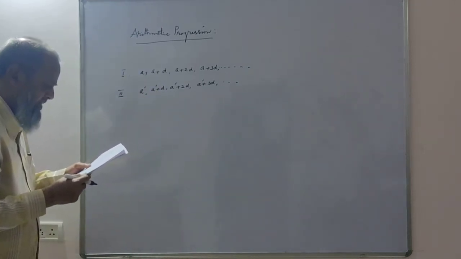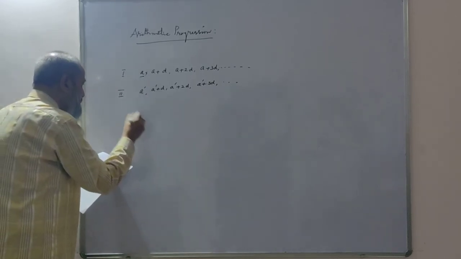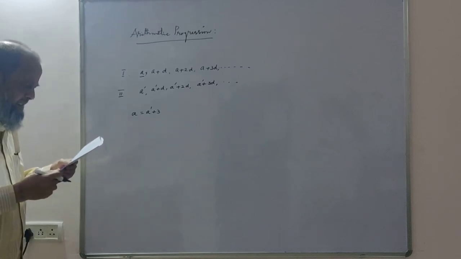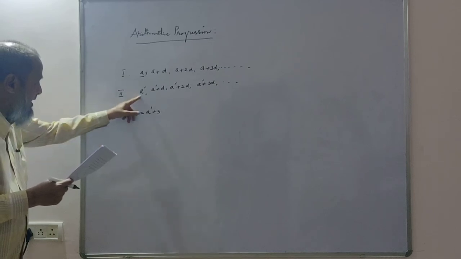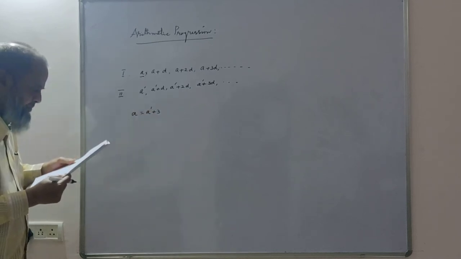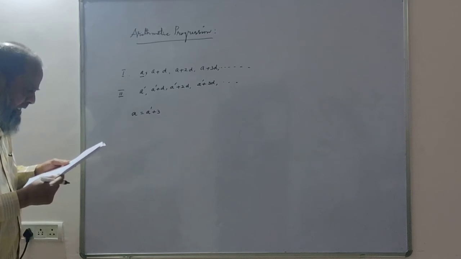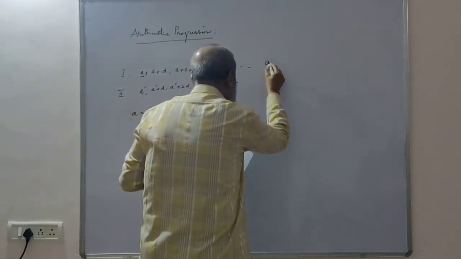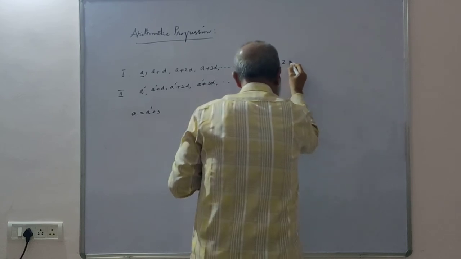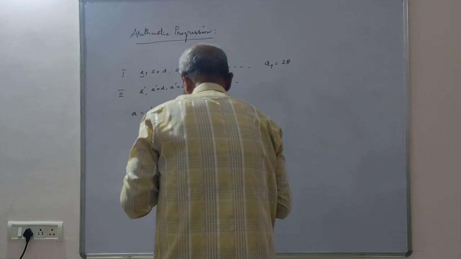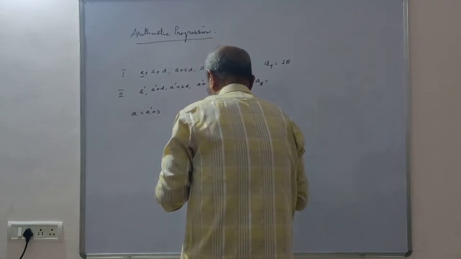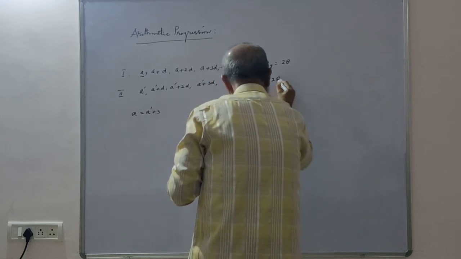Now, the first term of the first progression, that is a, is 3 more than a dash, that is a is equal to a dash plus 3, correct? It is 3 more than the first term of the second progression. I have taken this as the second progression. So a is a dash plus 3. Right. Now, if the seventh term of the first progression, that is a7 here, is 28, and the eighth term of the second progression is 29.